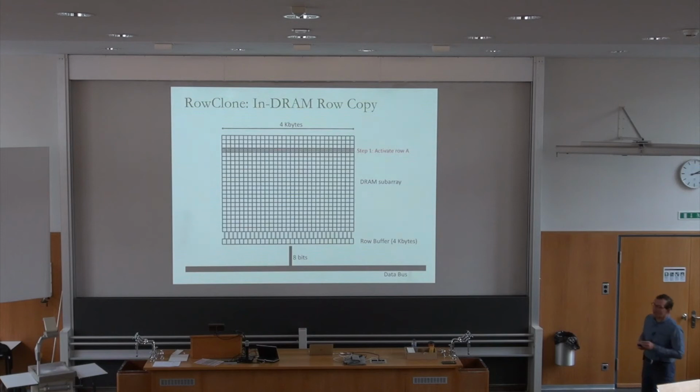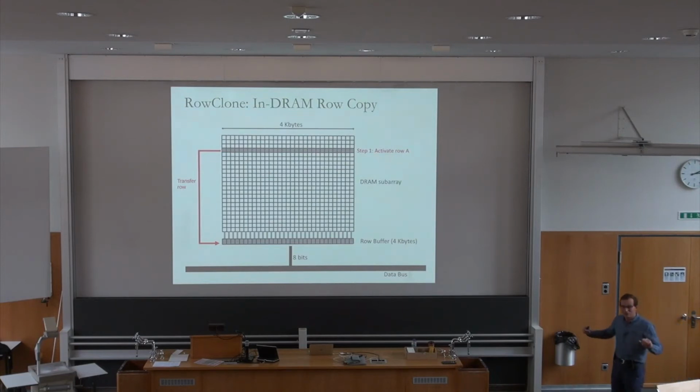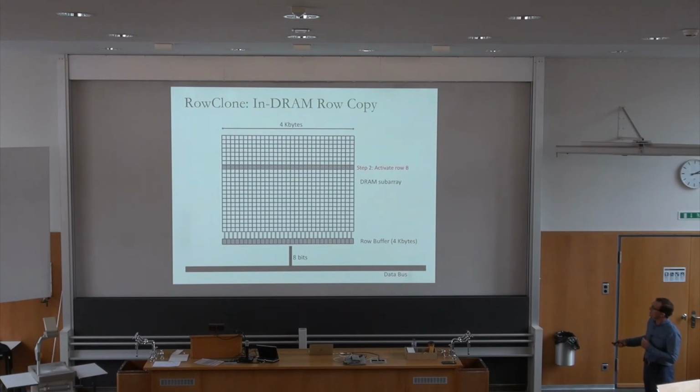The idea is to first activate the source row, which brings the data into the sense amplifiers. Now the sense amplifiers have amplified the data and restored the source row. They have it strong over here. Now if you want to copy this data that's in the row buffer to another row, the destination row, we send another activate, which implicitly deactivates the source row and connects the sense amplifiers to the destination row. And now the sense amplifiers drive the data that they've stored from row A into row B.